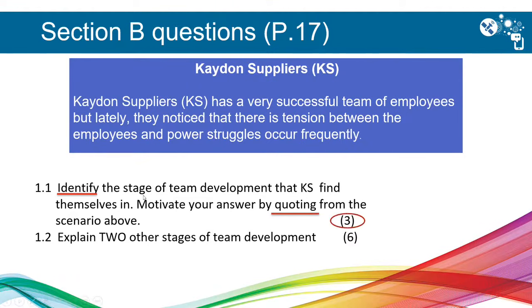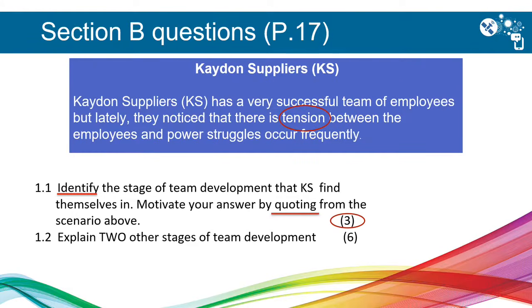Oh, sorry, also look at your mark allocation there. The identification would in most cases be 2 marks, and the quote will be 1 mark, so that is what makes up the 3 marks. So let's quickly have a look. I would identify keywords. I'm looking at tension.